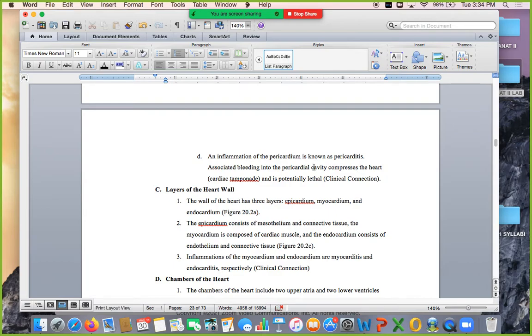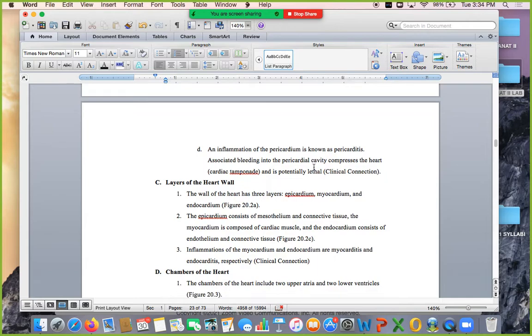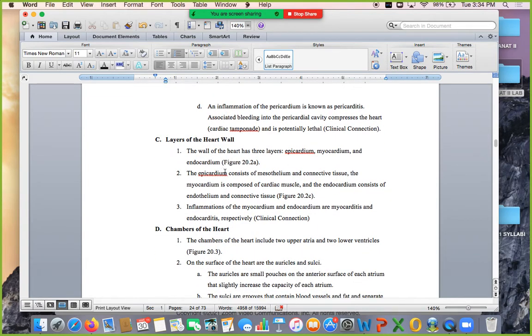If we're doing a dissection of the heart itself, we have 3 layers of the heart wall: the epicardium, the myocardium, and the endocardium. The epicardium is going to have the mesothelium and connective tissue. The myocardium has cardiac muscles. And the endocardium has endothelium and connective tissues as well. And if we get an infection here, that's called myocarditis and endocarditis. So a more specialty description of where the infection is located.